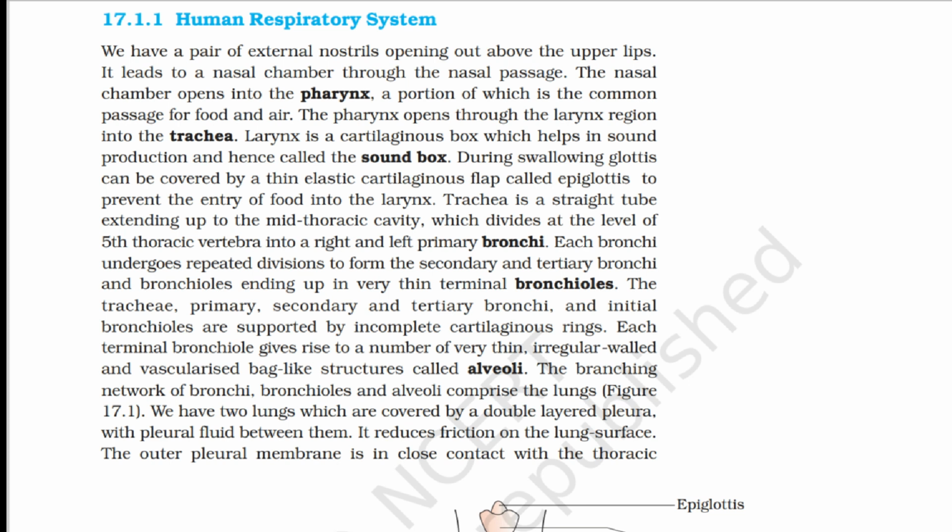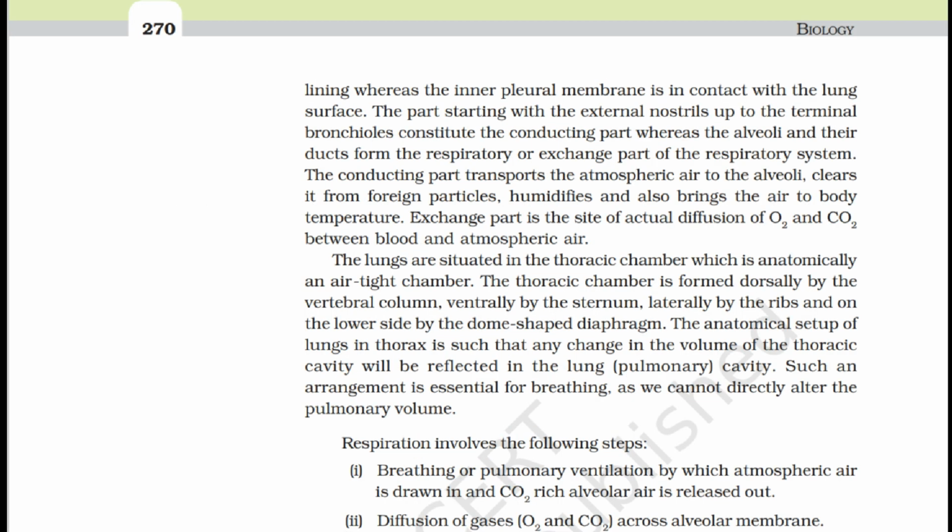Each terminal bronchiole gives rise to a number of very thin, irregular-walled and vascularized bag-like structures called alveoli. The branching network of bronchi, bronchioles and alveoli comprise the lungs. We have two lungs which are covered by a double-layered pleura, with pleural fluid between them. It reduces friction on the lung surface. The outer pleural membrane is in close contact with the thoracic lining, whereas the inner pleural membrane is in contact with the lung surface.